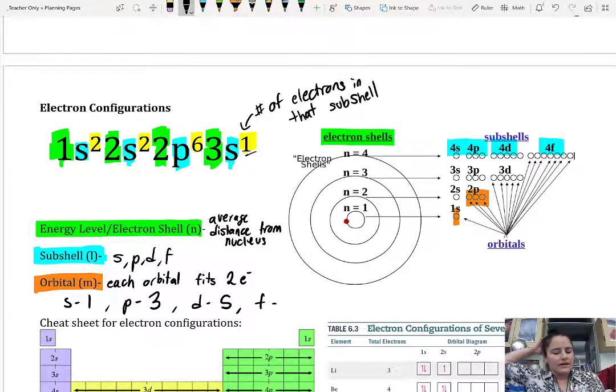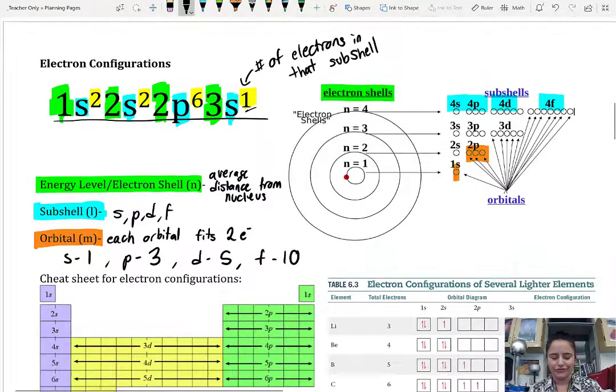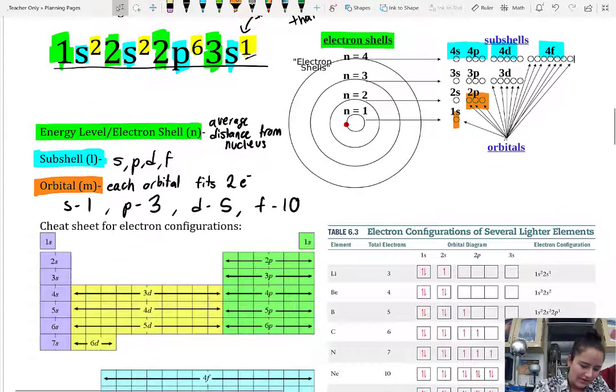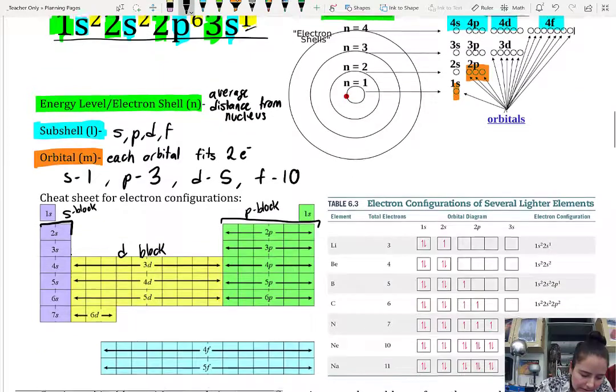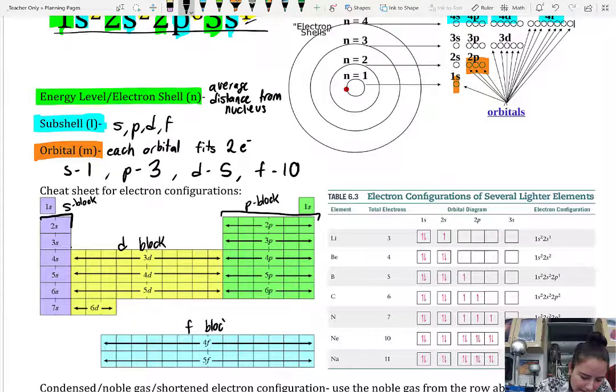Now, when we are writing electron configurations, often this is what you're going to see. And now we could figure out who this is based on the periodic table. This is your kind of cheat sheet for the electron configurations. We have the S block, we have the P block, we have the D block. And then down here at the bottom, this is the F block. Now remember, these F blocks go right up in there.